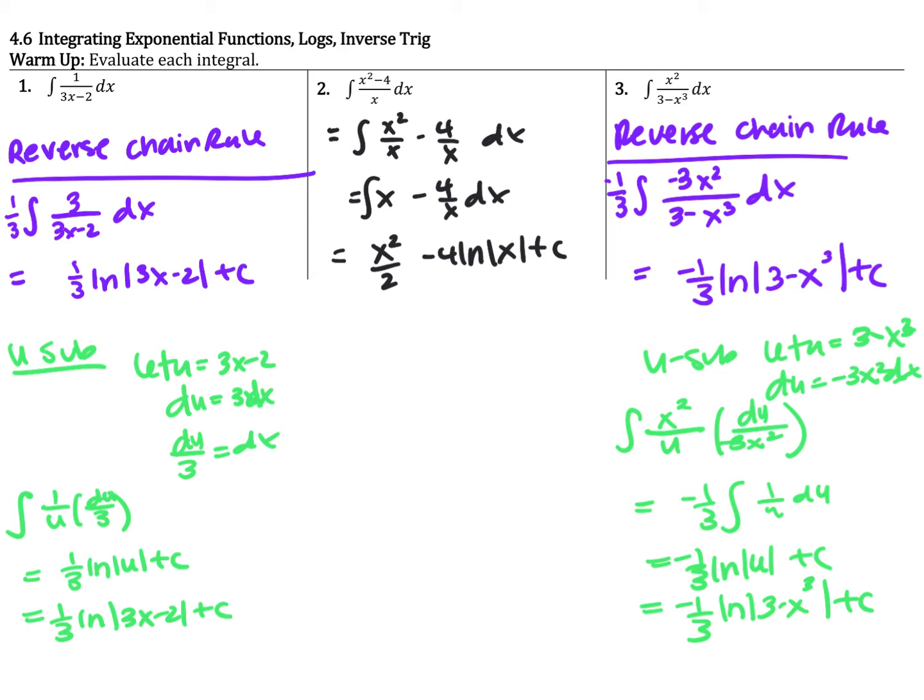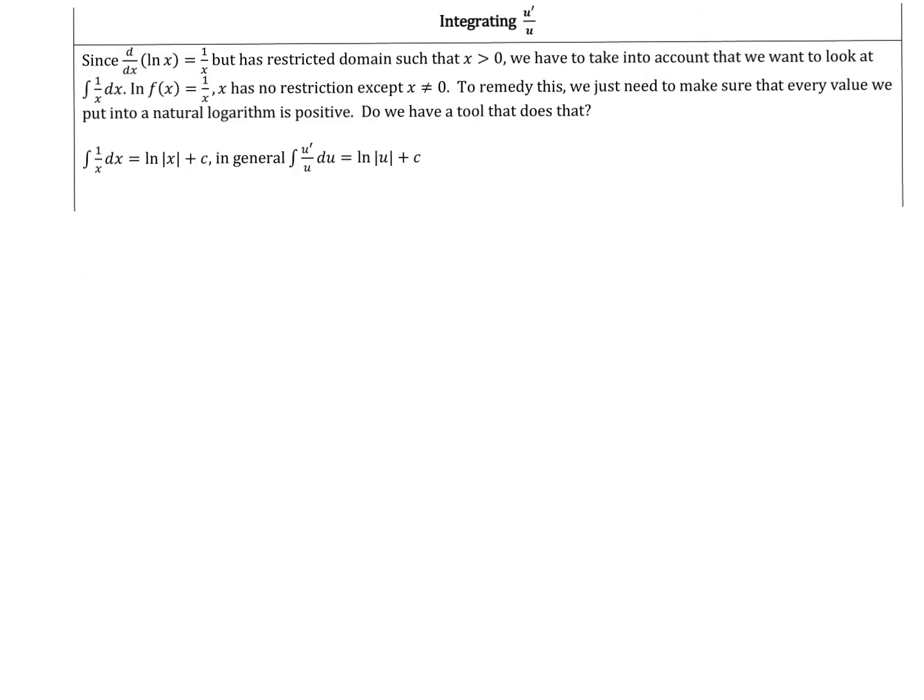So let's talk a little bit about why absolute value needs to be a part of this antiderivative, needs to be a part of what we get when we integrate with these types of problems. So we know that the derivative of natural log of x is 1 over x, but we also know that natural log has a domain restriction. Natural log can only have inputs or x values that are greater than 0. The domain for natural log of x is that x must be greater than 0. The domain for 1 over x is just that x is not allowed to be equal to 0.